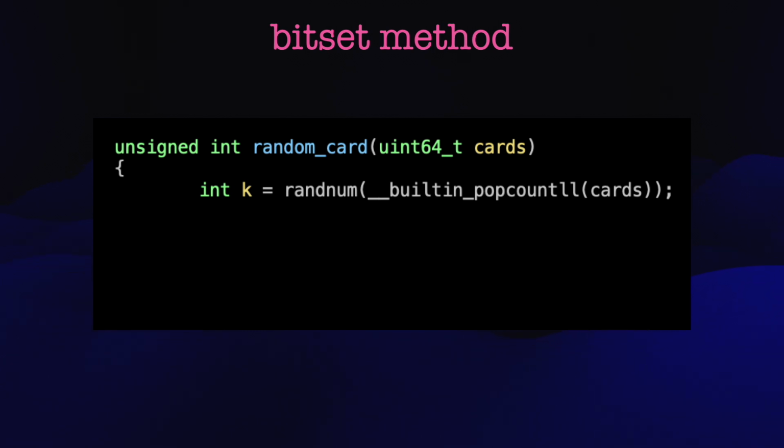Now we have to find the kth 1 bit that's in our bit set. How would you do that? One way would be to find and clear the lowest set bit, and then do that operation k times. To clear the lowest set bit, there's a trick. Mask the number with itself minus 1. So why does that work?